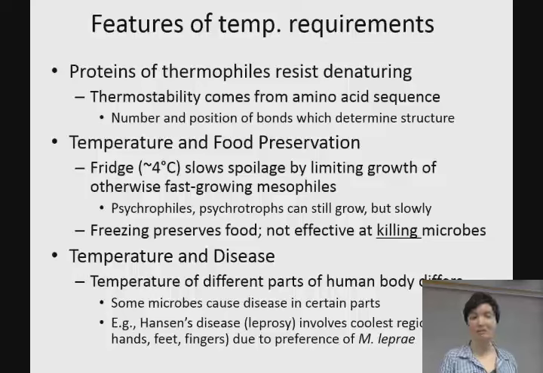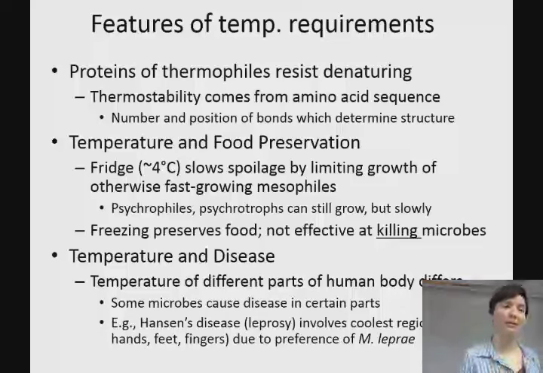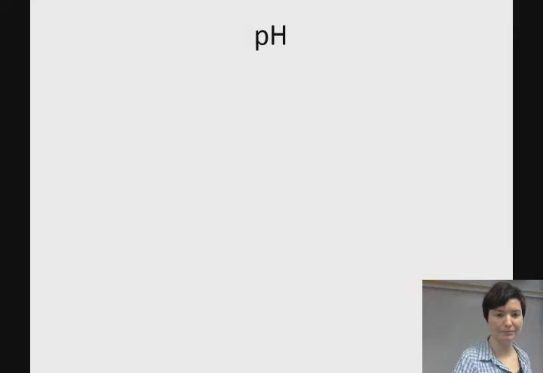So Mycobacterium tuberculosis is in that genus. A close relative, Mycobacterium leprae, causes leprosy. These two have slightly different temperature preferences. It only differs by a couple of degrees, but Mycobacterium leprae grows optimally at slightly cooler temperatures. And that is why it affects the extremities, where our temperature is slightly lower.